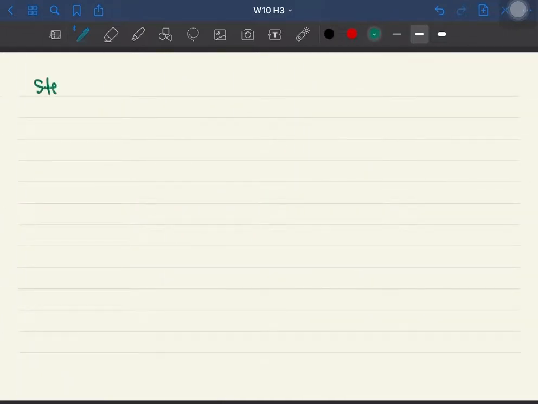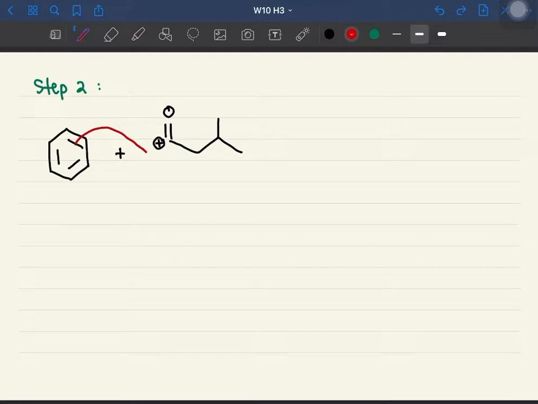Step 2 is the formation of the arenium ion. We're going to involve the reaction between the benzene and also the acyl group that we are going to take in. So we have this 1, 2, 3, 4 with methyl. So we have double bond O and positive charge in here. We're going to attack from this double bond to the C positive. We're going to form resonance structures of the arenium ion.